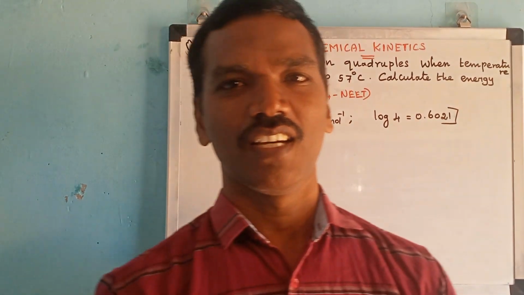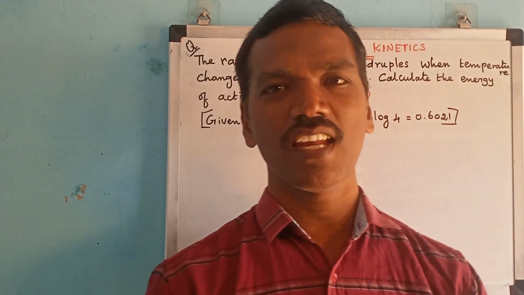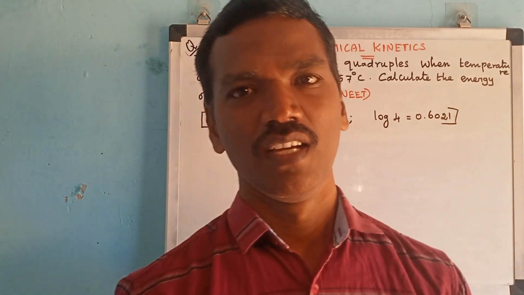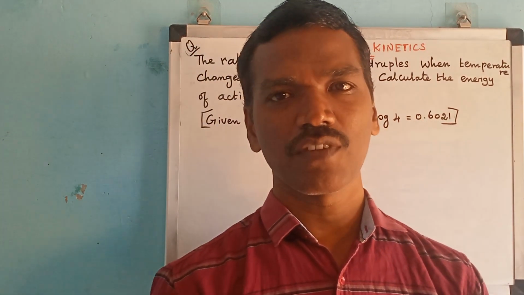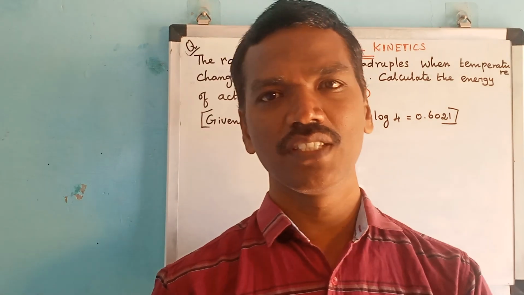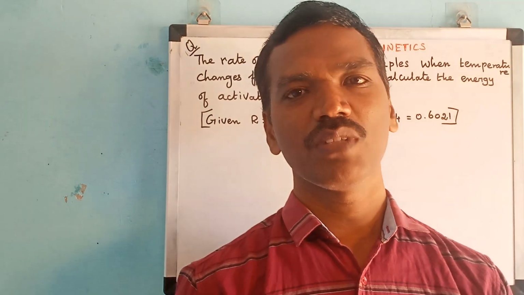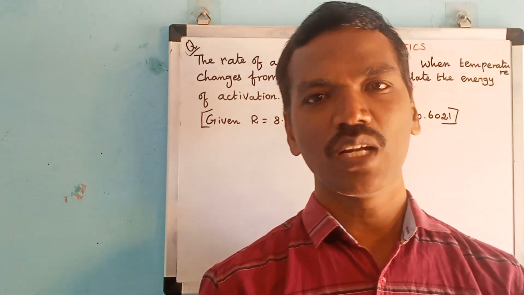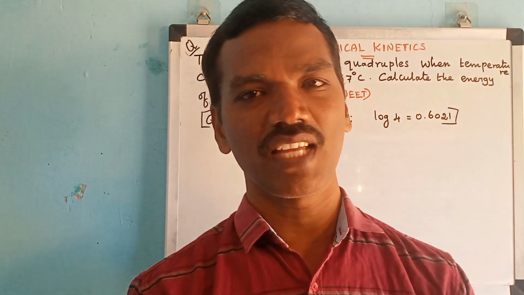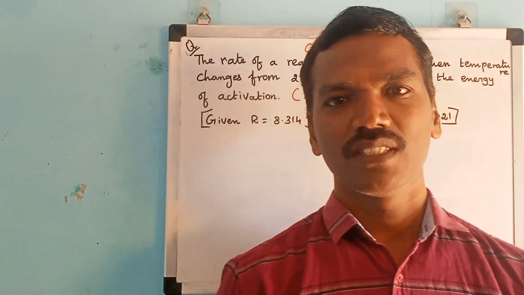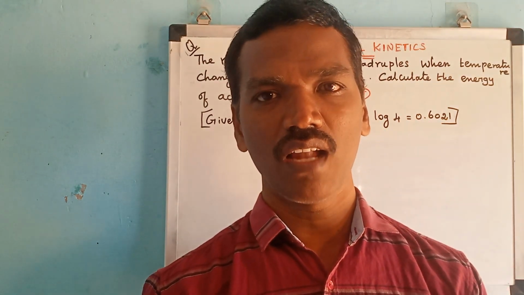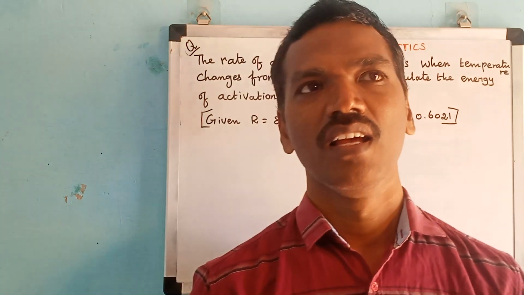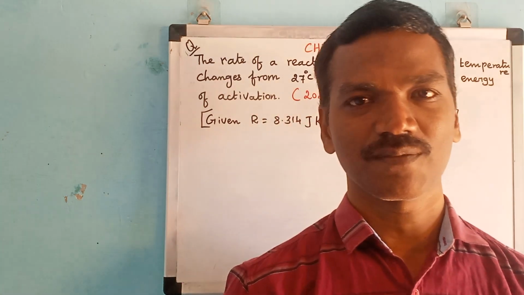Hello students, today's question is: consider a reaction which is carried out at 27 degrees Celsius. Now if we increase the temperature from 27 degrees Celsius to 57 degrees Celsius, the rate of the reaction becomes 4 times faster. In this condition, we have to calculate the energy of activation for the reaction. This kind of question can be easily solved if you know a simple equation called the Arrhenius equation. Let's see how to find out the answer.